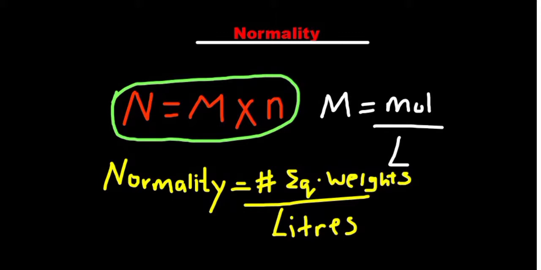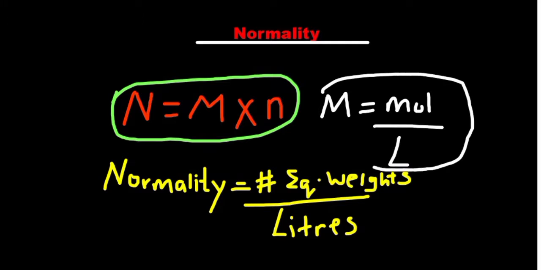Of course we are already acquainted and used to molarity, a way of expressing the number of moles dissolved in a liter of a solution. So now when you're given molarity, how do you determine normality?